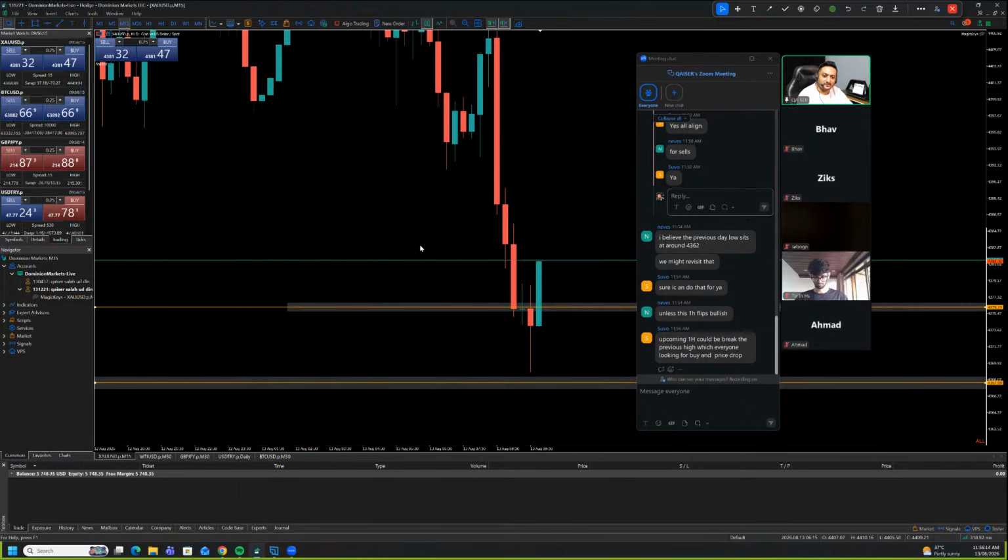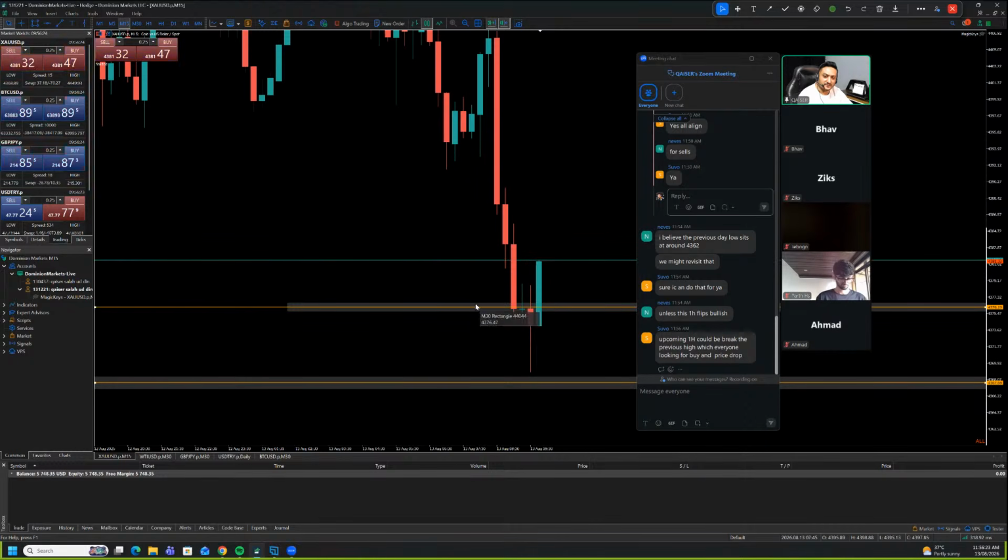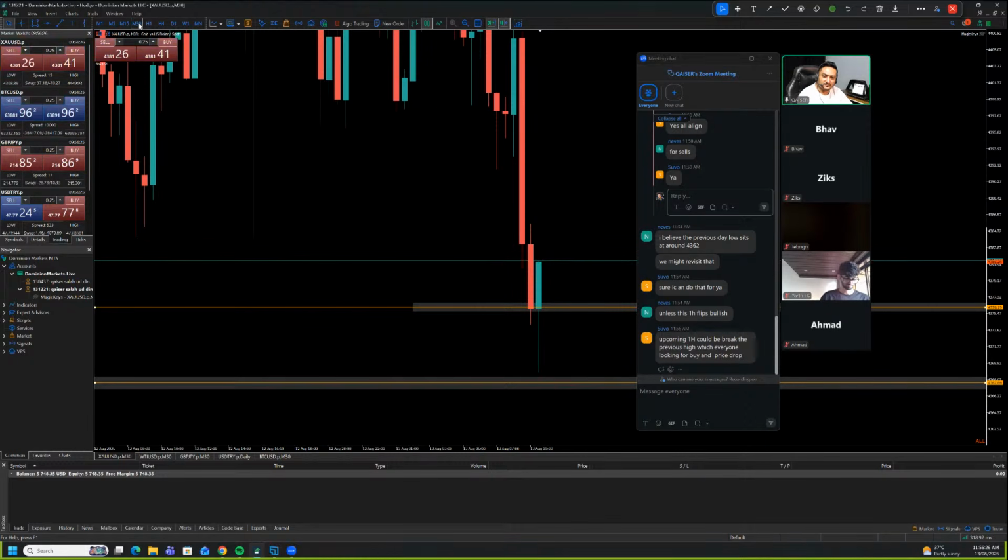Unless this 1 hour flips bullish, well, just waiting, just testing my patience here right now. 4 minutes left and it moved almost like 40 pips away from this resistance area.